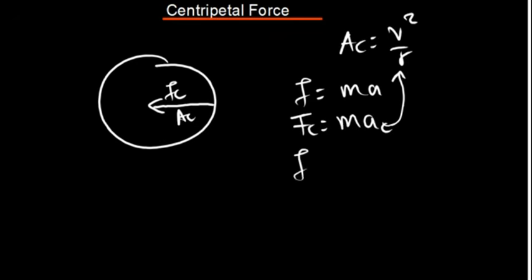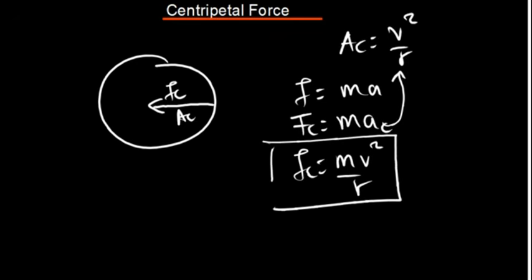Then centripetal force is going to be given by m v squared over r. So this is the formula for centripetal force. At the same time, this is the formula for centripetal acceleration. Now we need to understand that when an object is moving around a circle, we have what we call centripetal force. That's what we have agreed.